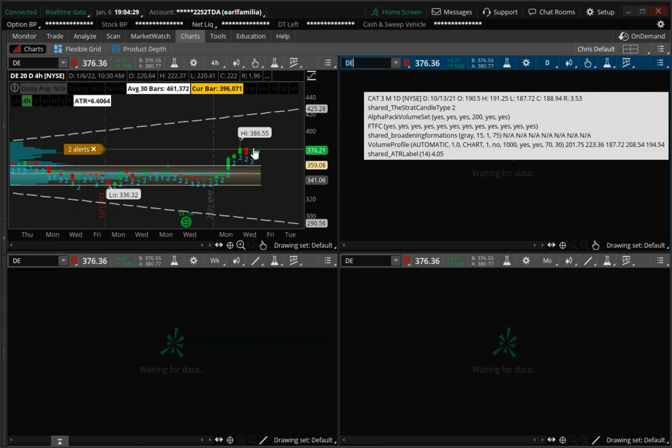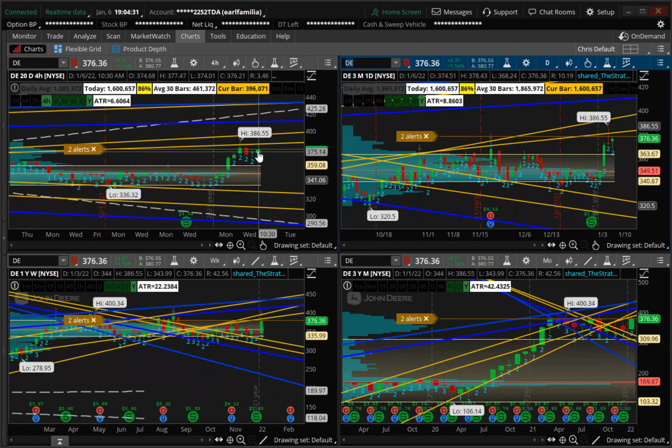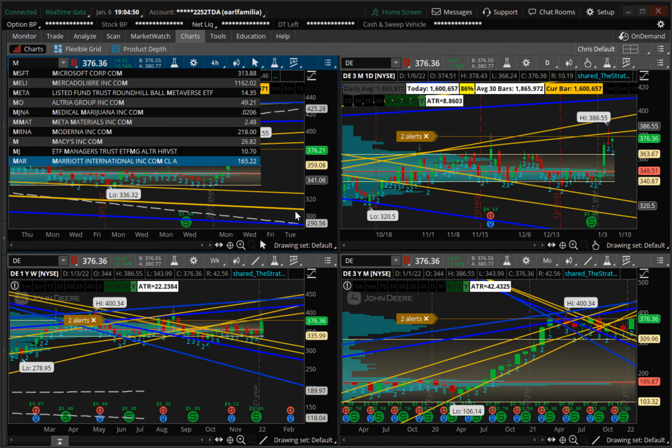And then John Deere, just really quick, 212 on the 4 hour, your trigger level is above 377.47. And on the day, you got the 2-2 Rev, which looks very good, is 378.43. So those are your levels. Those are the levels for those.